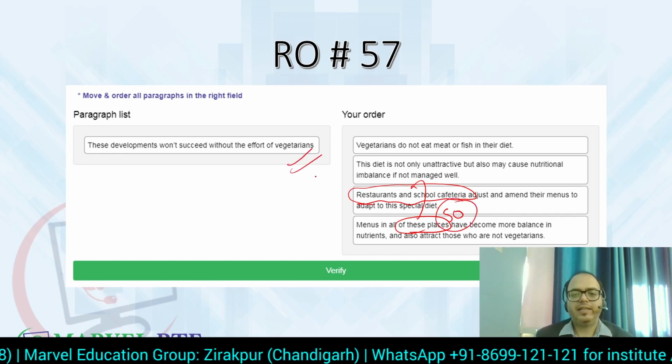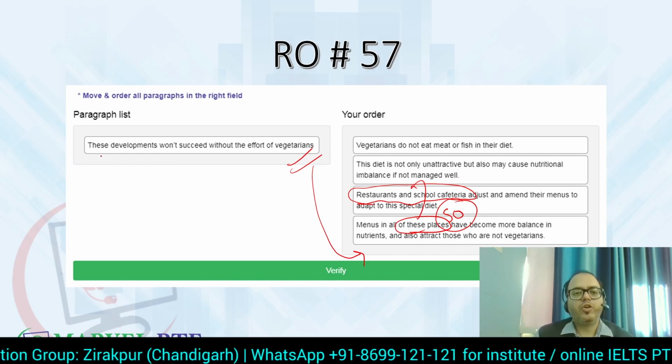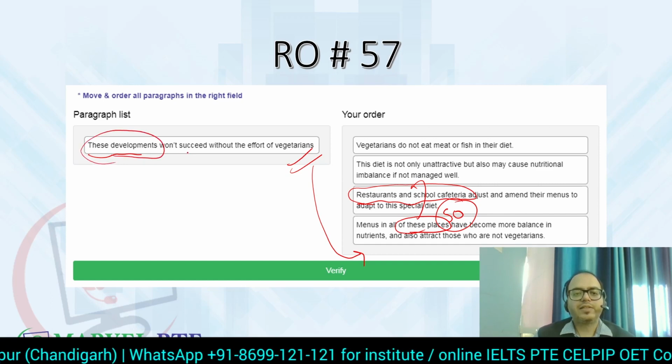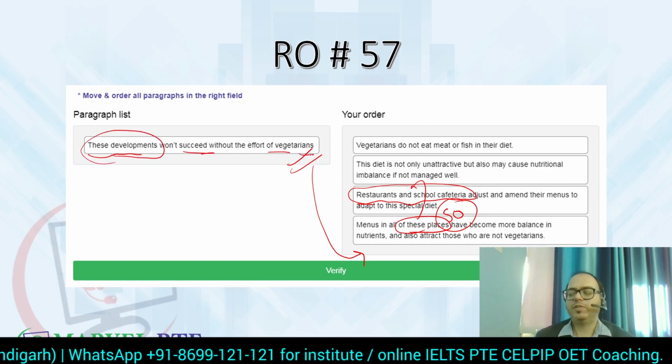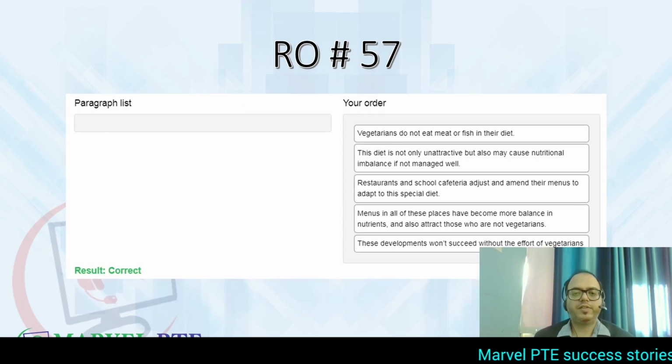And now only one line is left, it is going to come in the end because this is more like a conclusion line, that all these developments cannot succeed unless vegetarians put in their effort. Okay, so these developments won't succeed without the effort of vegetarians. So this is our reorder. Let's see if the order is correct. Yes, the order is correct.